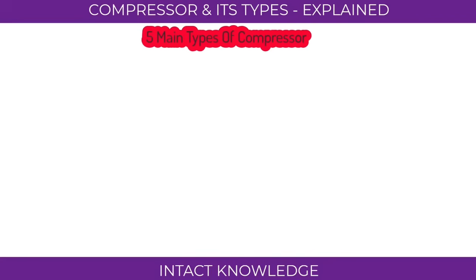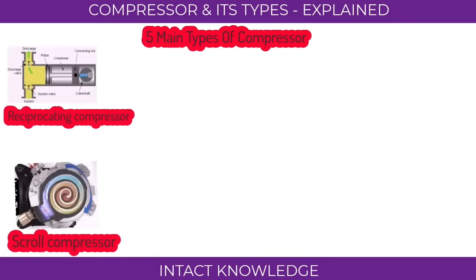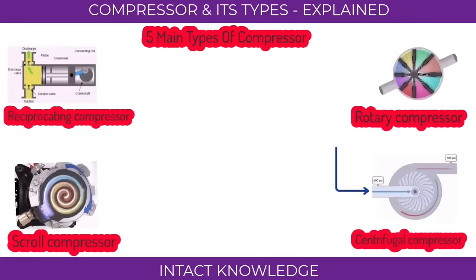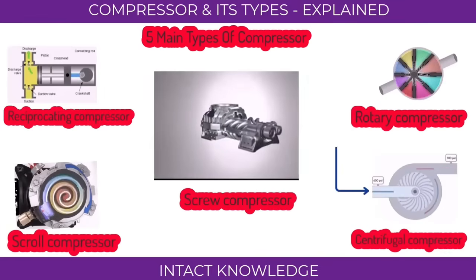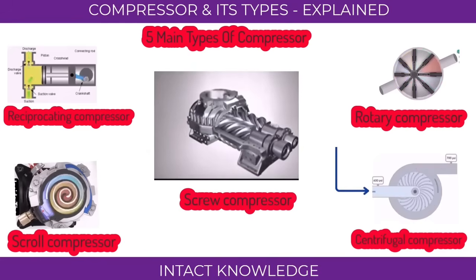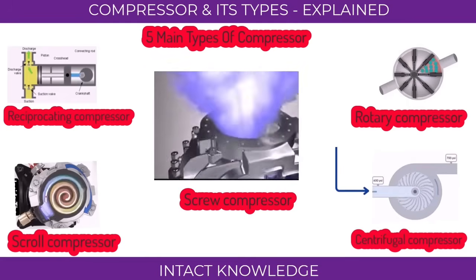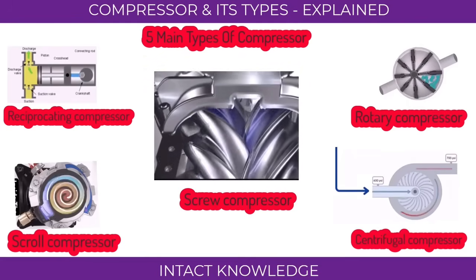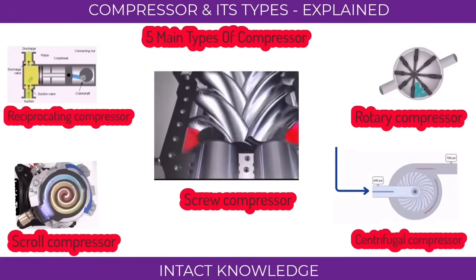To recap, we discussed the 5 main types of compressors in HVAC systems: reciprocating, scroll, rotary, centrifugal, and screw compressors. Each type has unique characteristics and is suited for specific applications. In our upcoming videos, we'll dive deeper into how each of these compressors works.